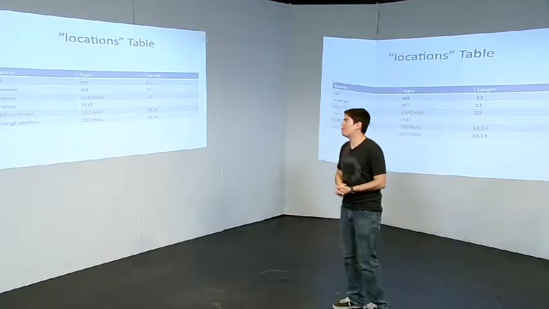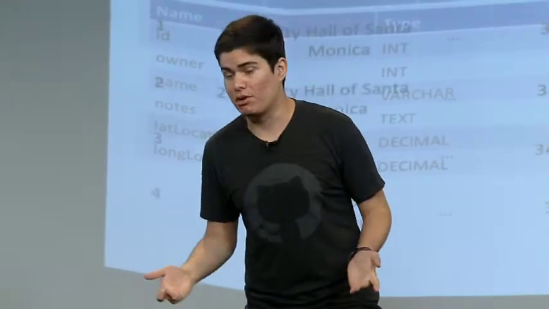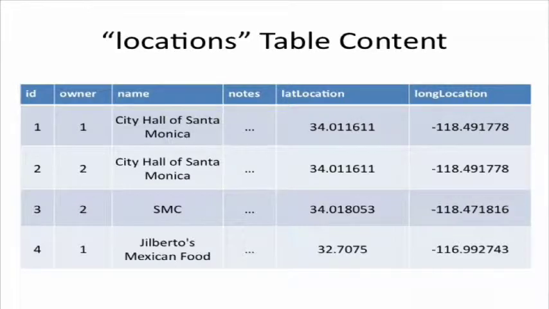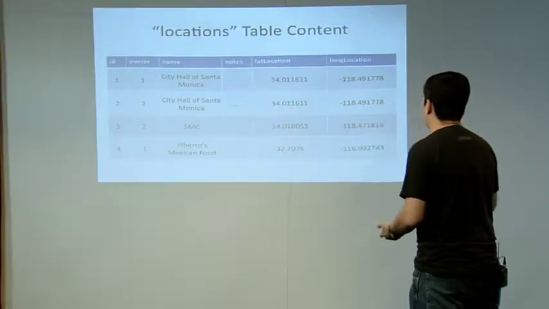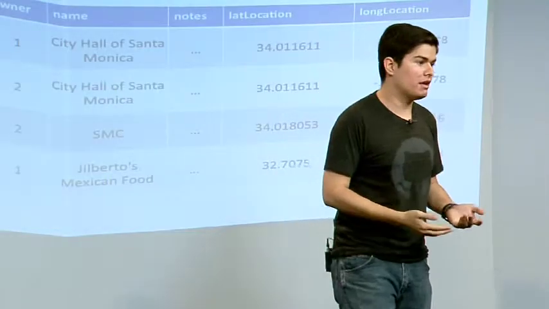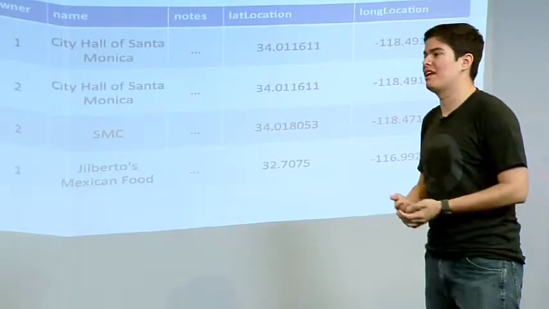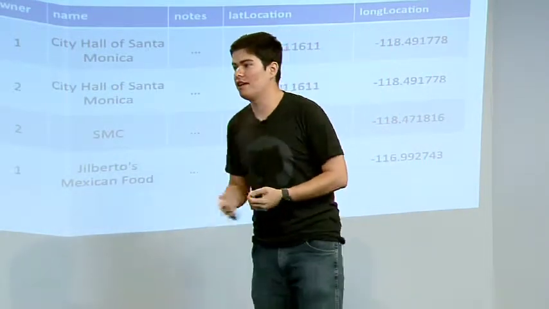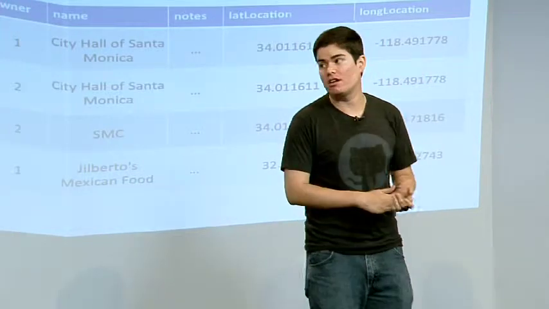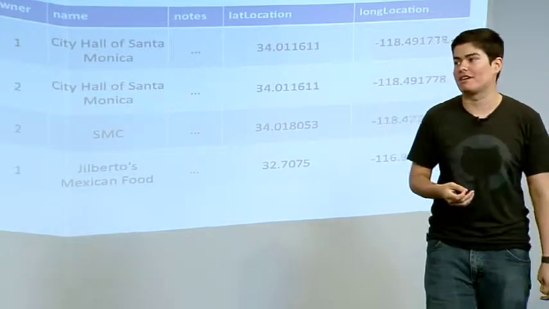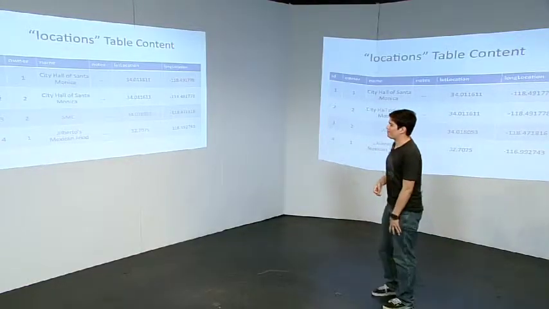And I'll show you an example of the locations table and what it would look like. So we have four entries, two for me and two for Gary. The first two entries are City Hall. There are latitude and longitude locations for City Hall. And as you can see, one of them is owned by myself, which is number 1, and the other one is owned by Gary, which is number 2. Then Gary has SMC favorited, and that's going to be its latitude and longitude. And then I have a place in San Diego called Gilberto's Mexican Food, and as you can see, the coordinates are much different than they are in Santa Monica. So that's how it would look.